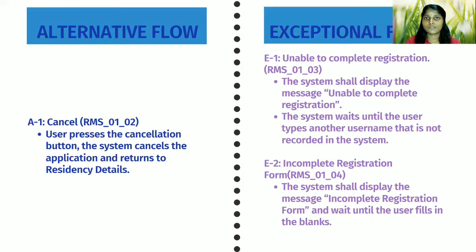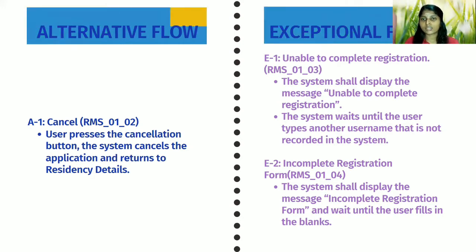So this is my alternative flow and exceptional flow. Alternative flow 1 is cancel. The user presses the cancellation button, and then the system cancels the application and returns to the residency details. My exceptional flow 1 is unable to complete registration. The system should display the message unable to complete registration, and then the system waits until the user types another username that is not recorded in the system.